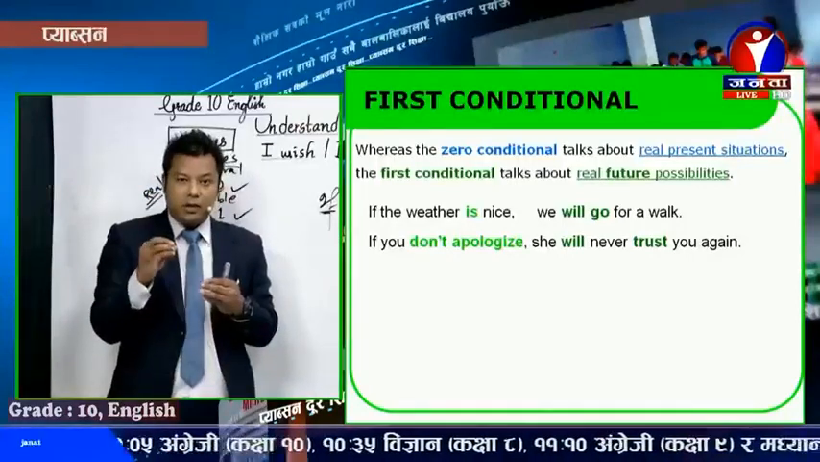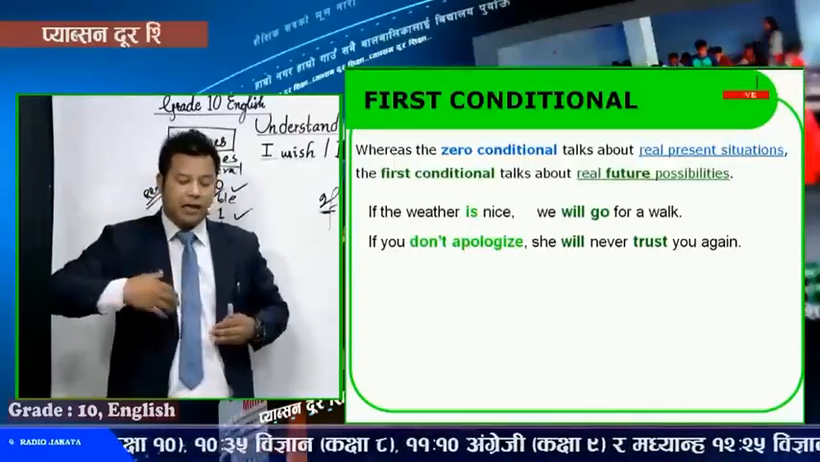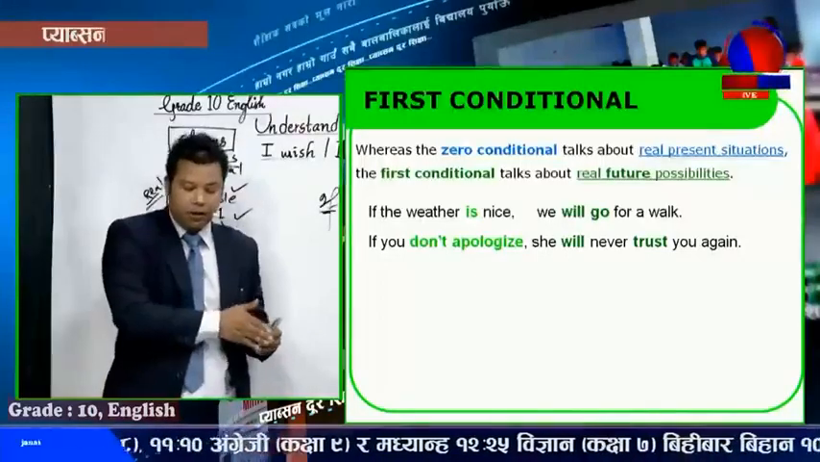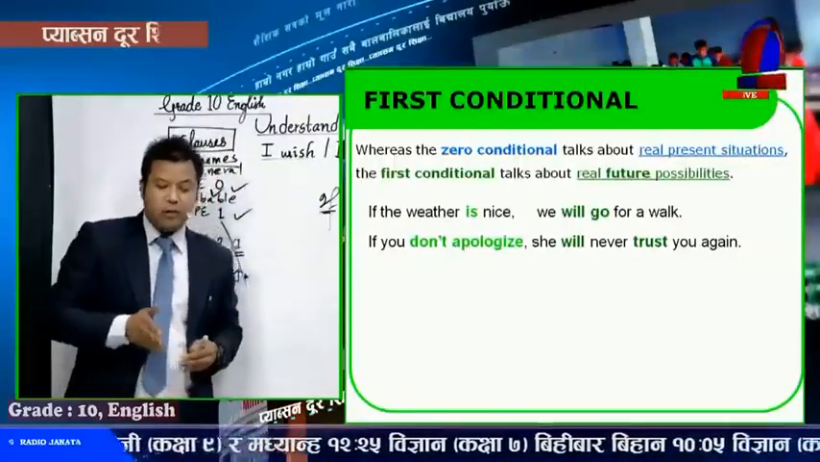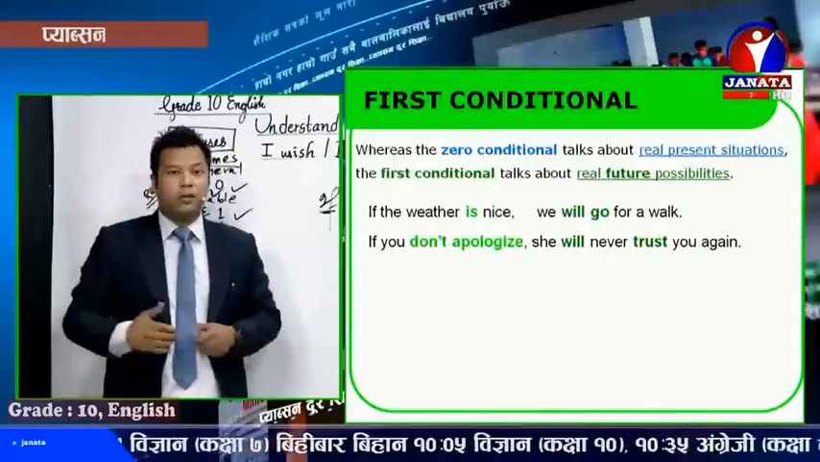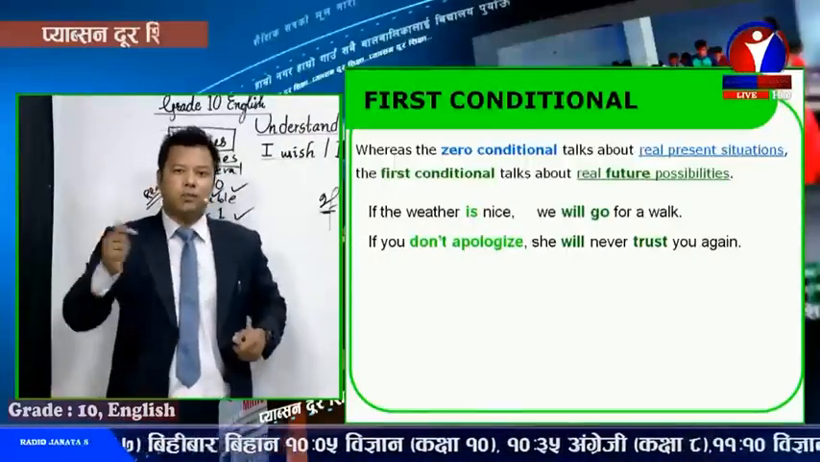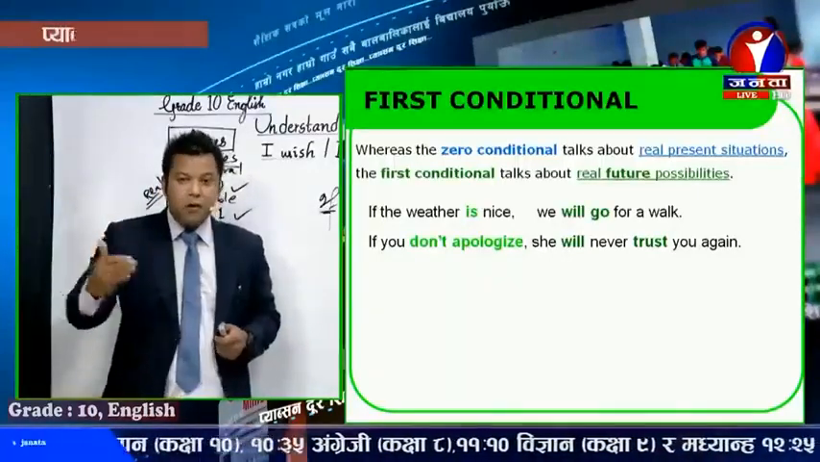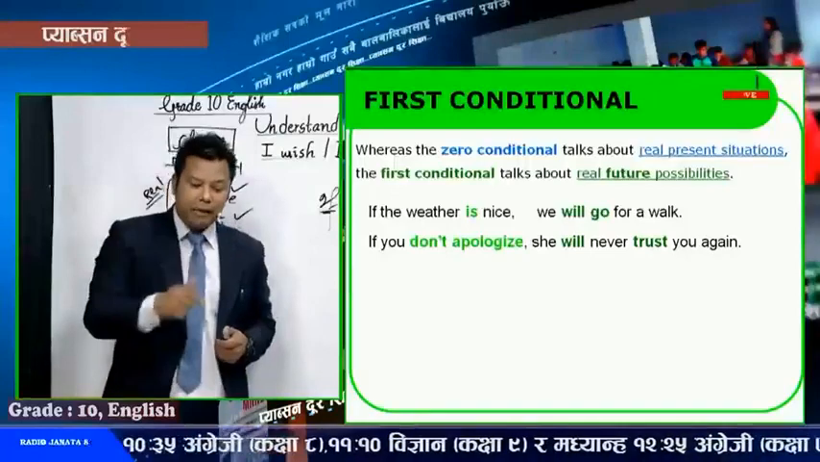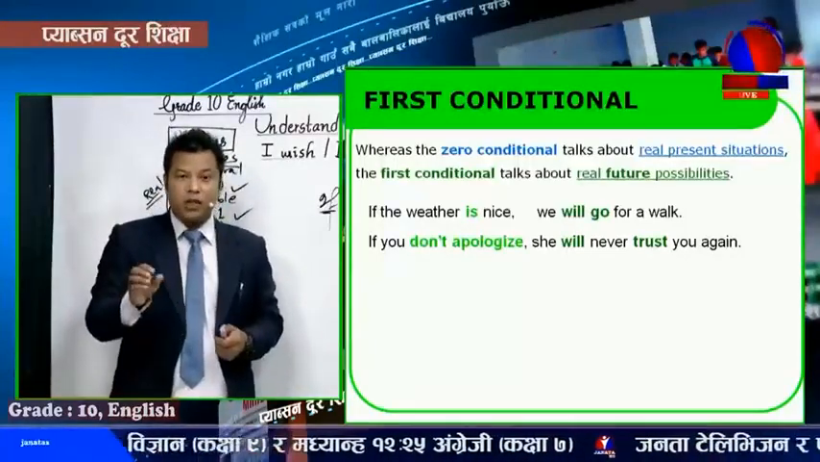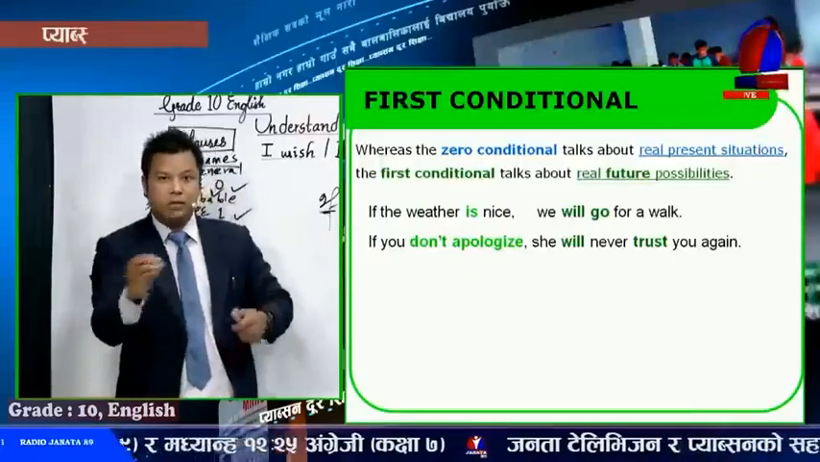See, I am just trying to say there is a chance that I may go for a walk. I may stay home too. If you don't apologize, she will never trust you again. There are chances that even if you don't apologize, she will trust you back. You never know. You're just talking about future possibilities. But with type zero, we talk about the real present situation, which is not challenged. There is no doubt about it.